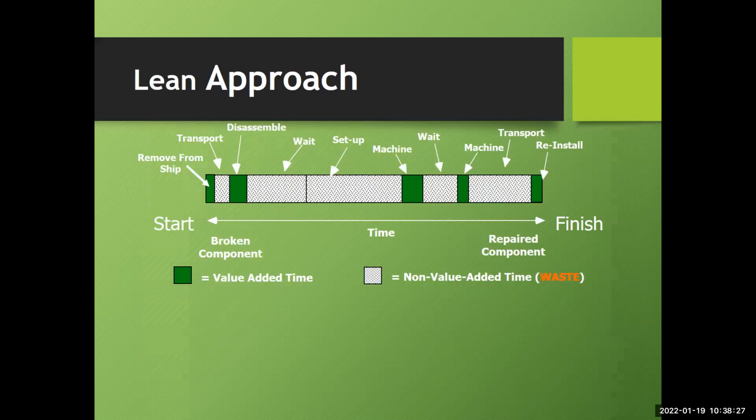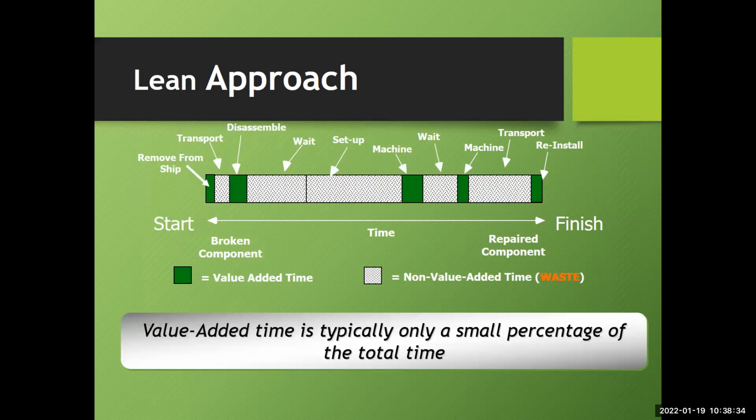And in conclusion, in the concluding remarks, what does this lean approach, this philosophy, say? Value added is typically only a small percentage of the total time. From the start to finish, this is the total time. Remove the shipment, transport, disassemble, then wait, setting up the machines, then we do machining. This is my only productive time. Then further wait, then a second machining, then further transport, then reinstall it, which means again a machining process.